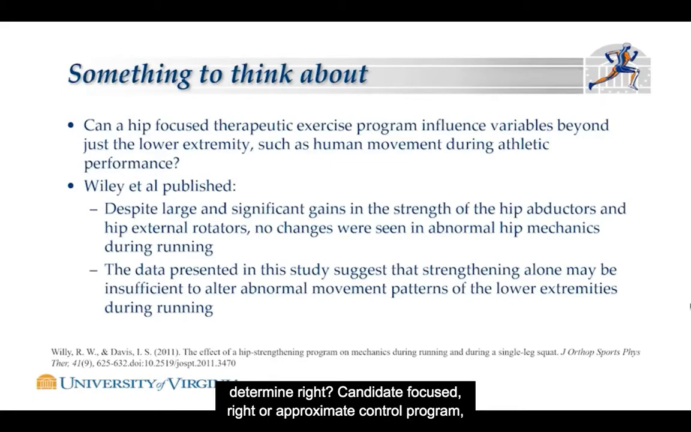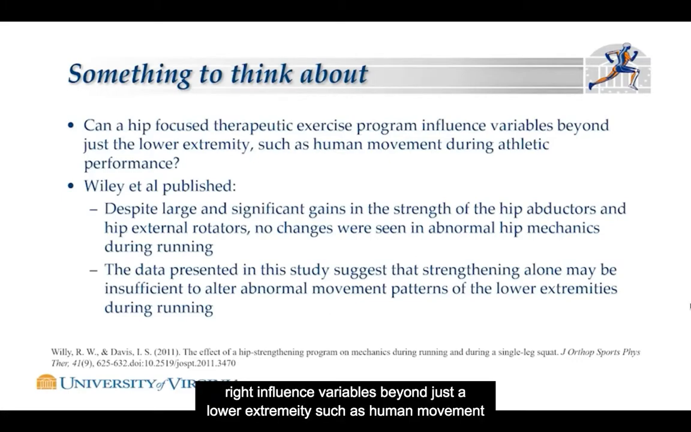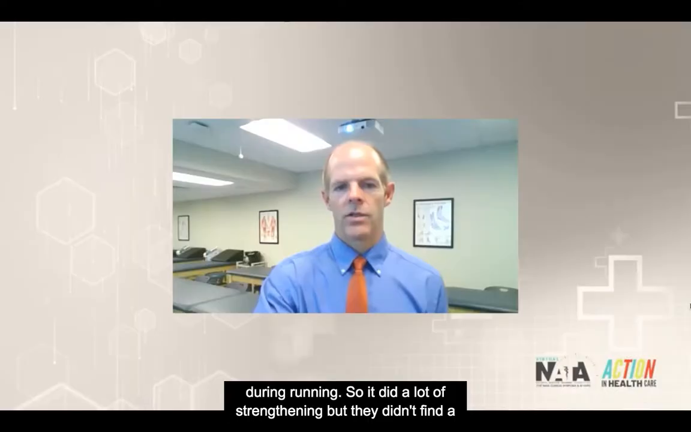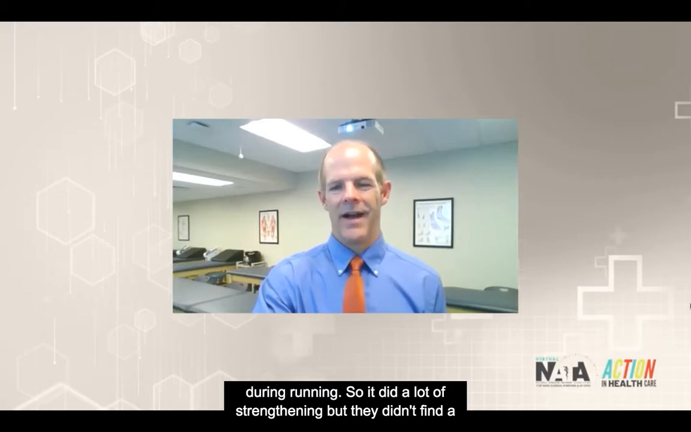Can a hip-focused, or proximal control program, influence variables beyond just the lower extremity, such as human movement during athletic performance? In a study by Wiley et al., they published a study on hip strength. They strengthened the hip abductors and hip external rotators, and they found no change in abnormal hip mechanics during running. So they did a lot of strengthening, but it didn't change their running mechanics.